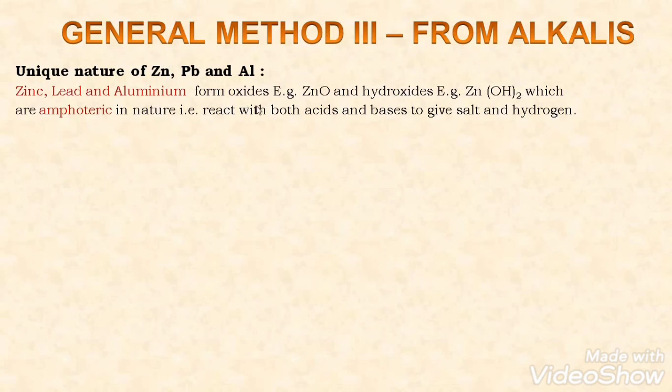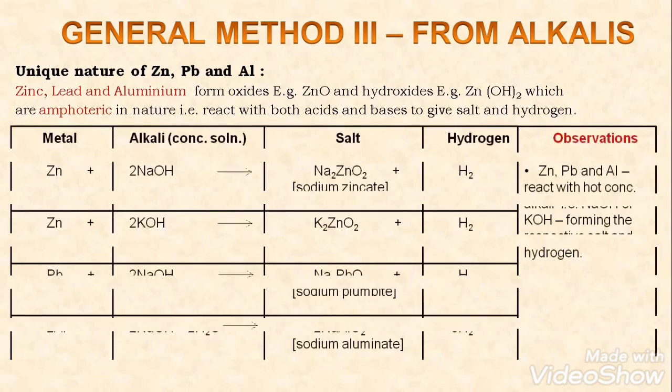Zinc, lead and aluminium form oxides, for example zinc oxide, and hydroxides, which are amphoteric in nature, that is, they react with both acids and bases to give salt and hydrogen. We very well know now that when active metals react with dilute acid, they liberate hydrogen. But these three metals are amphoteric in nature, you can call them amphoteric oxides or amphoteric hydroxides. So being amphoteric, they react not only with acids but also with concentrated alkalis, and when they react with concentrated alkalis, they give the respective salt, liberating hydrogen.